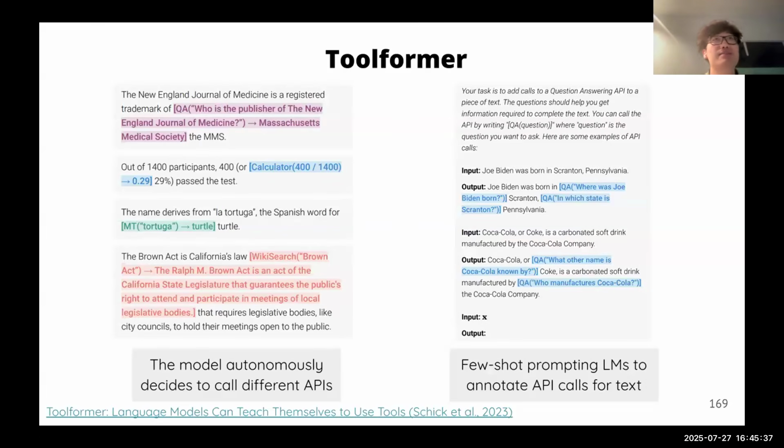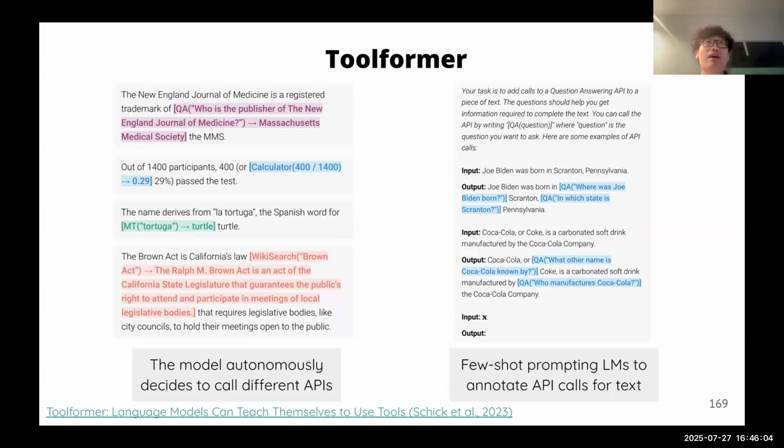And one of the early efforts is called Toolformer, where basically they hope that the language models themselves can teach themselves to use tools. In this paper, they basically investigated four kinds of tools: a QA tool, a calculator, MT, which is machine translation, and there's also another one we call Wikipedia search.